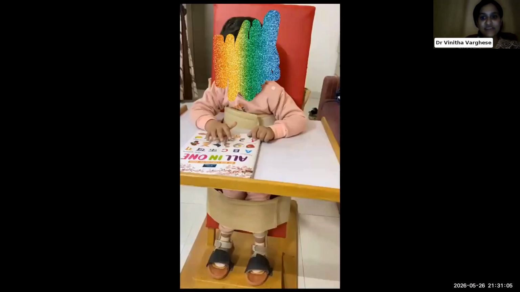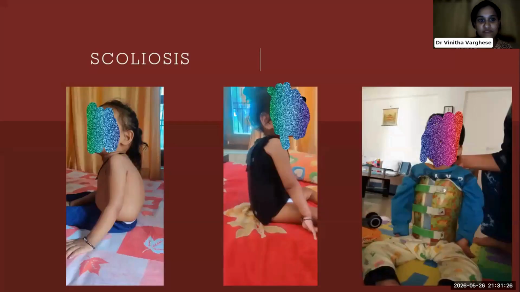The standing frame, so supported standing. Like Mrs. Neha said, it's necessary to know when and how to ensure proper alignment before you get a child onto the standing frame. I'll talk about hips slowly so that we can get back to that.